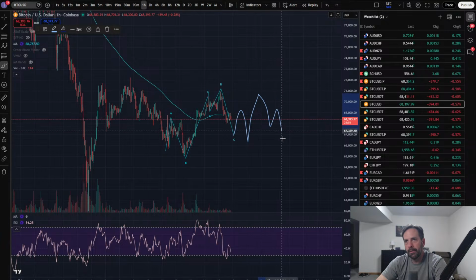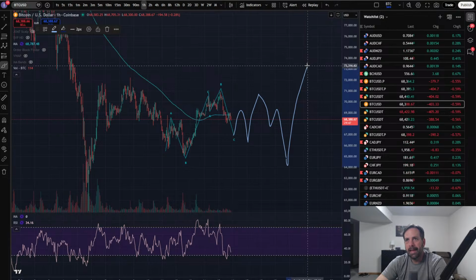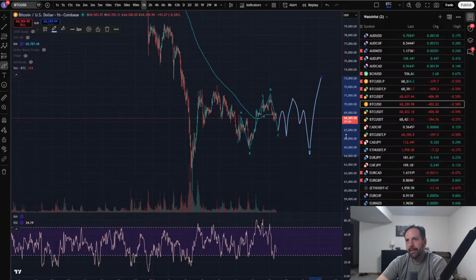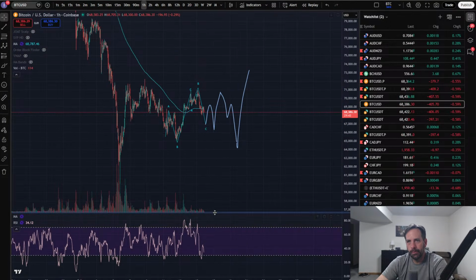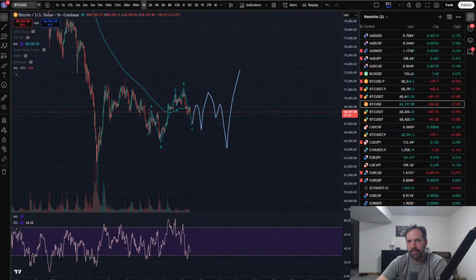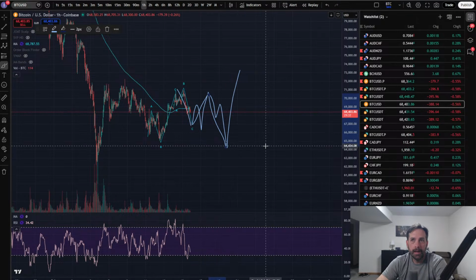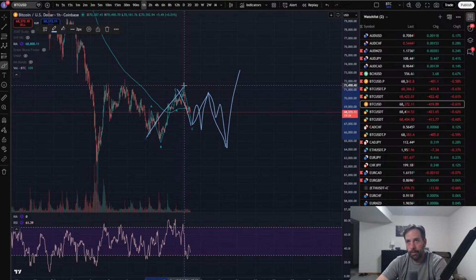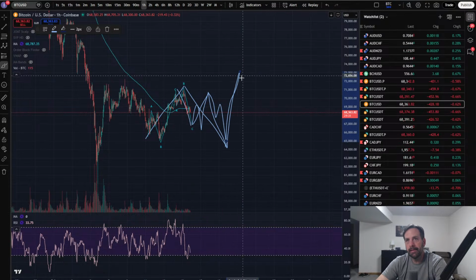Then they could do this, and then that. Then all of a sudden, what is that? Watch this. A, B, C, or WXY. There's your A wave. There's your B wave. There's your C wave, and all of that is a B wave of a larger correction.